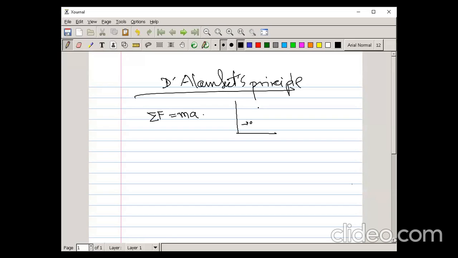So D'Alembert's principle says that the summation of F and the mass into acceleration of that particle, this is if it is a fixed frame, and if we consider any moving frame and observe it through the fixed frame, then we simply put summation of F minus mass into acceleration equal to 0. We have to apply this formula in all dynamics problems to solve equilibrium condition equations. Okay, so this is the basic thing.